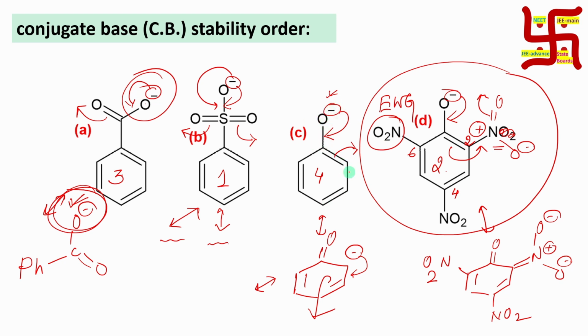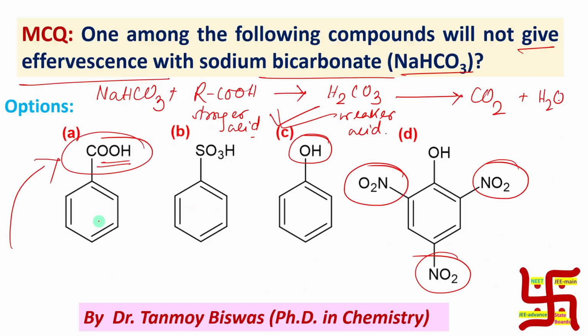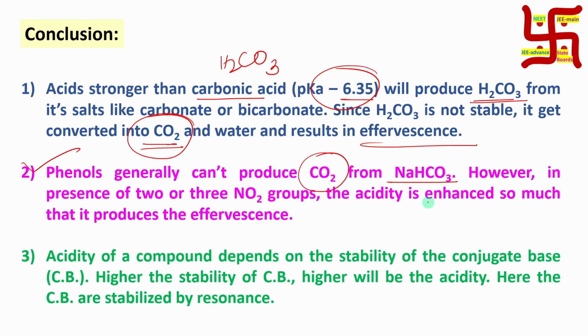in these 3 canonical forms, I mean this one and this one, the negative charge is on a carbon atom, which is neither electronegative nor electropositive. So that's why the stability of this canonical form is not much higher compared to this carboxylate. So that's the reason it is comparatively less acidic, and that's why it cannot produce effervescence from sodium bicarbonate, except when 2 or 3 nitro groups are present in 2,4 position or 2,4,6 position.